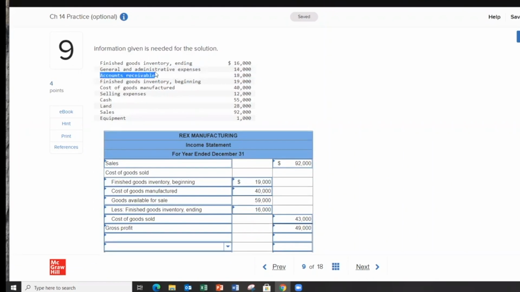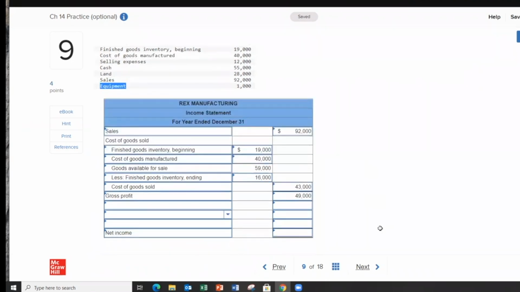Accounts receivable is an asset. These things, cash and land, are assets. Equipment is an asset. These go on the balance sheet, not on the income statement. Remember, the income statement is revenues and basically your expenses. The only things I see are general and administrative and then selling expenses. And I don't think it really matters which order you put those two in.